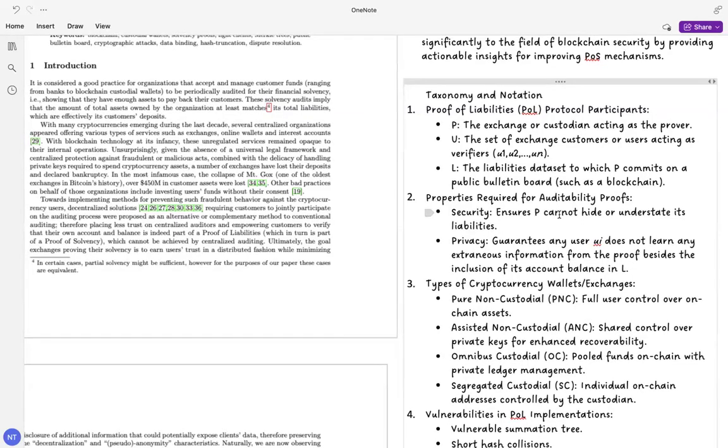So the paper talks about POL, which is the proof of liability scheme. It basically represents P as the prover, which is the exchange in our case. U is basically the set of users. Sometimes it is also represented as U1, U2, UN. And L is the underlying liabilities data set where the prover commits on a public bulletin board or blockchain.